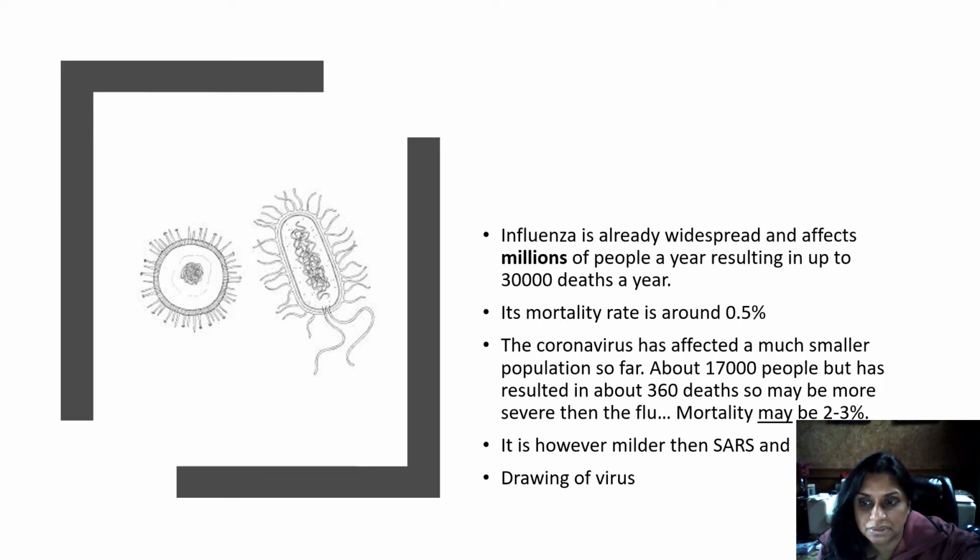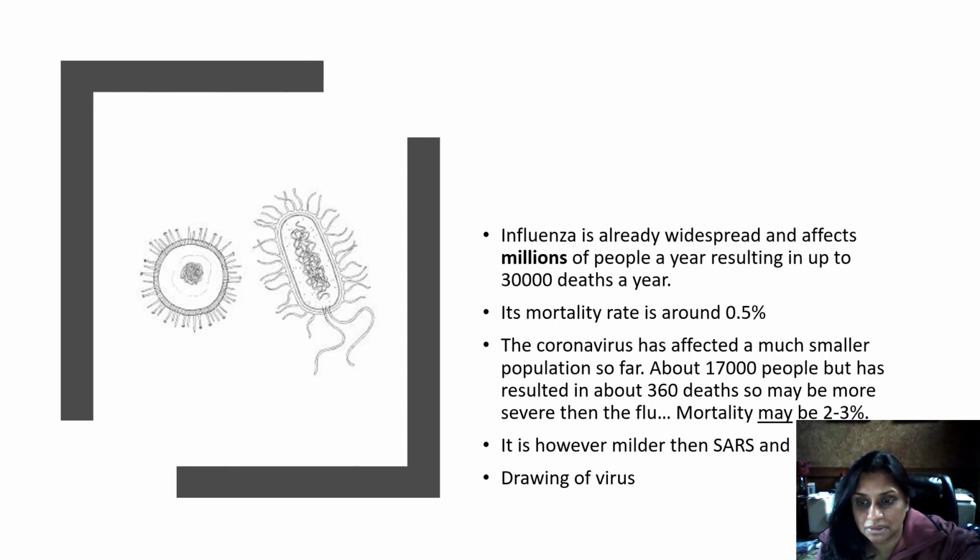The coronavirus has affected a much smaller population so far. Now, on my slide, I have 17,000 people that have been infected in China. And this slide was just created yesterday. Today, it's over 20,000 now, and also over 400 deaths.